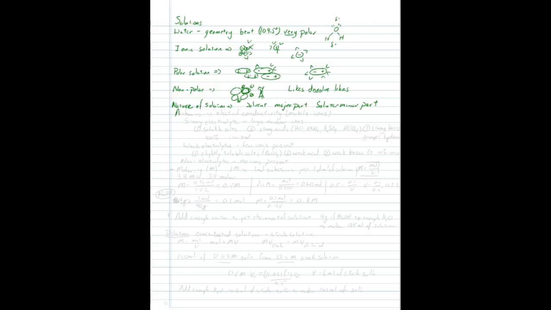A guy named Arrhenius, he'll show up often. He was a Swedish chemist in the 1800s that did a lot of work. He proposed 3 different classes of solutions depending upon electrical conductivity.